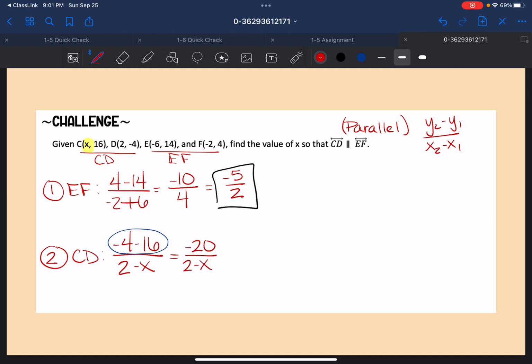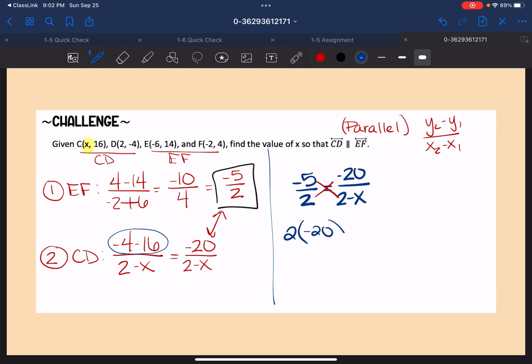Because we want them to be the same, we're going to set these two equal to each other. So we're going to say negative 5 over 2, let me change colors here, equal to negative 20 over 2 minus x. Now, when we did our algebra review, we learned that when we had two fractions and we were trying to solve for x, all we had to do was a cross product. Okay, we just have to cross multiply. So we're going to say 2 times negative 20 and negative 5 times 2 minus x.